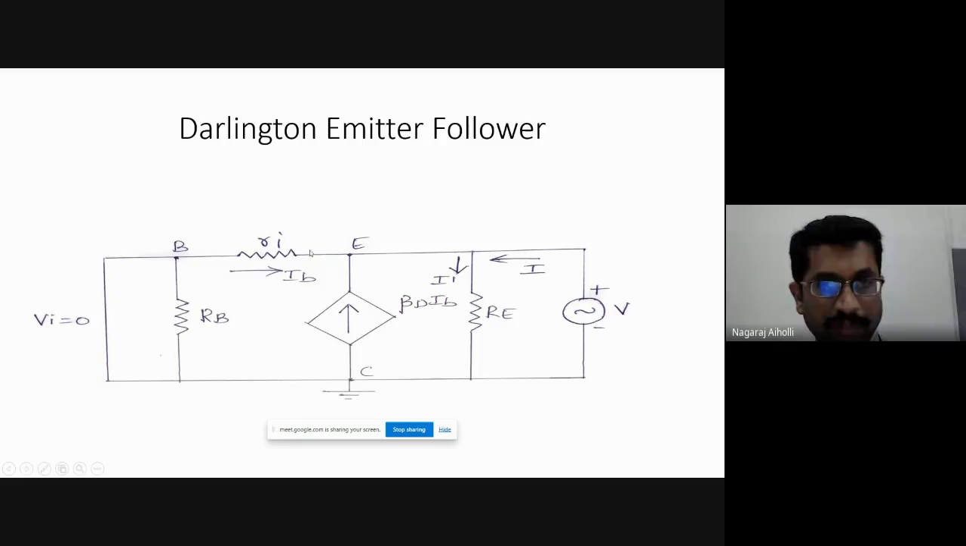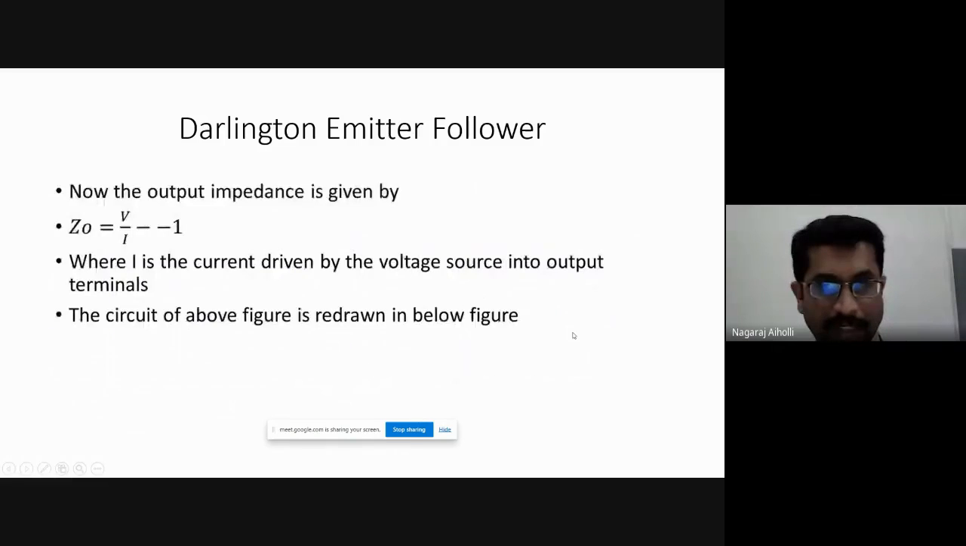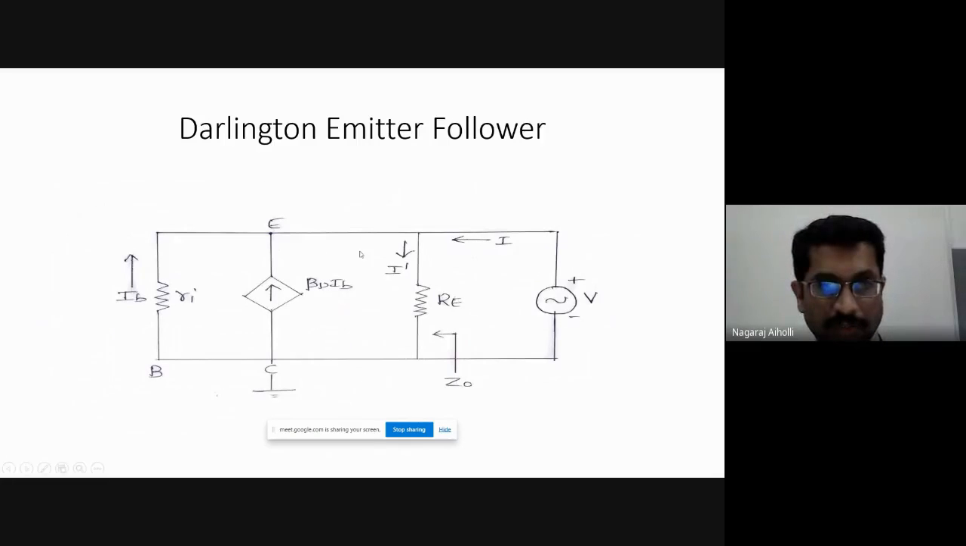That means in between emitter to base we are having Ri, then base is connected to ground. It's a short circuit, it is connected to ground. Then in between emitter to collector it is beta D IB. Then in between emitter to collector it is Re. Then in between emitter to collector it is the voltage source. Again the circuit will get modified like this. This is how the circuit looks like.